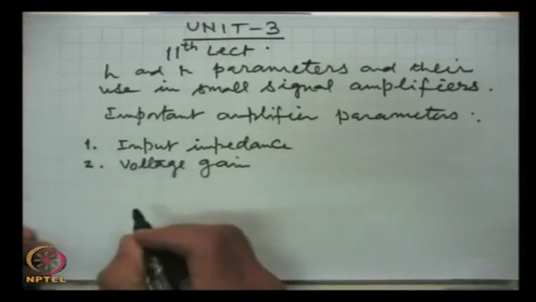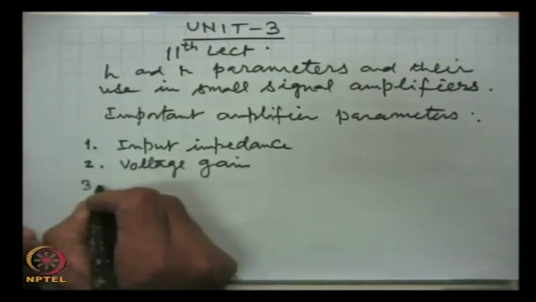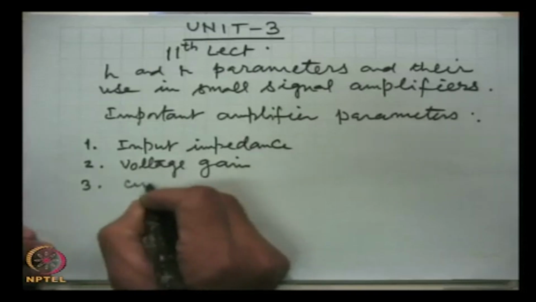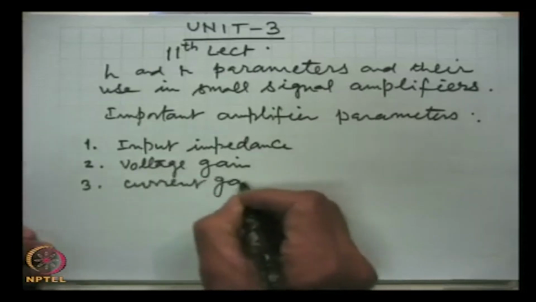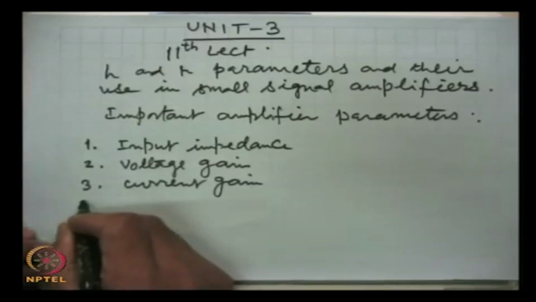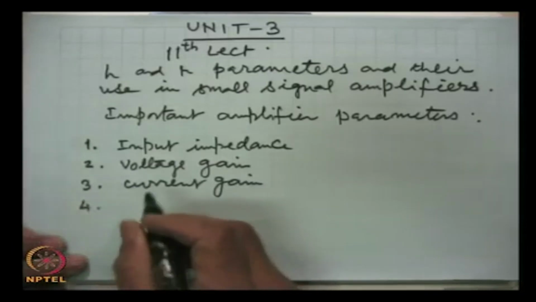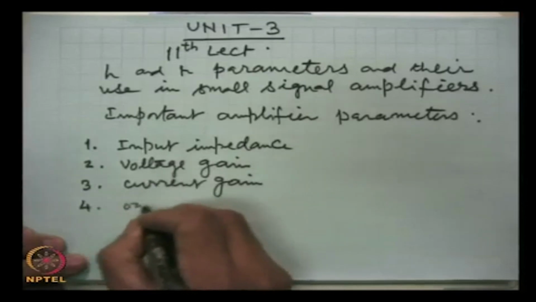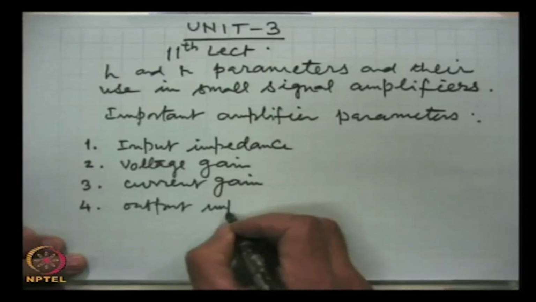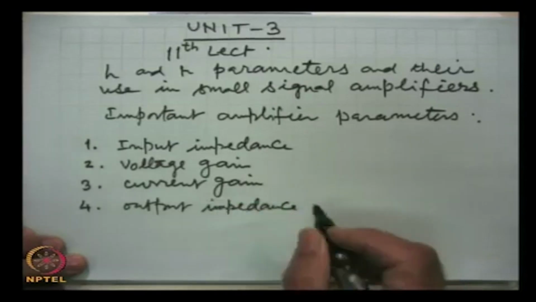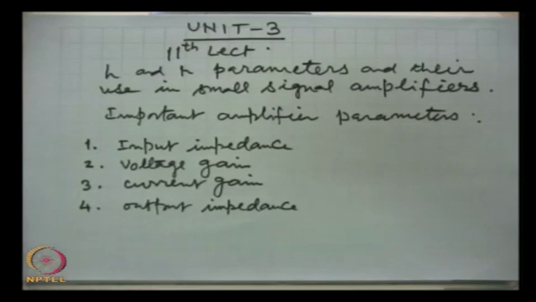Voltage gain of the amplifier. The third parameter is current gain of the amplifier, and the fourth parameter is output impedance of the amplifier. So, remember these are the 4 important parameters, and they characterize small signal amplifiers: the input impedance, the voltage gain, the current gain, and the output impedance.